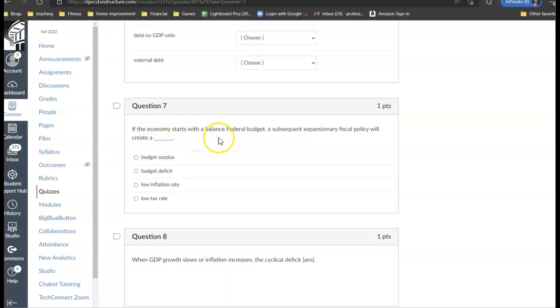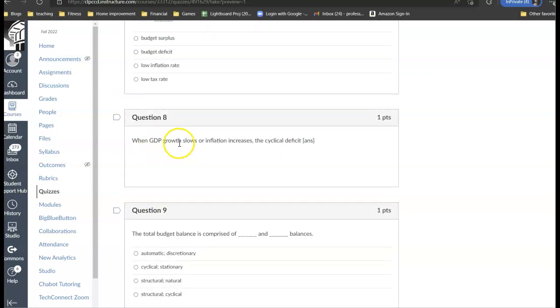Question 7, if the economy starts with a federal budget, a subsequent expansionary fiscal policy will create a. So if you start with a balanced budget and then you implement an expansionary fiscal policy, what will that do to your budget balance? All you've got to do is find what an expansionary fiscal policy is in this particular chapter, and they'll tell you exactly what will happen starting from a balanced budget.